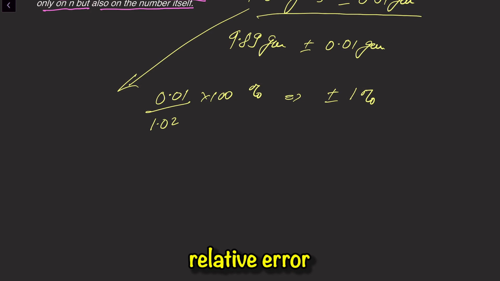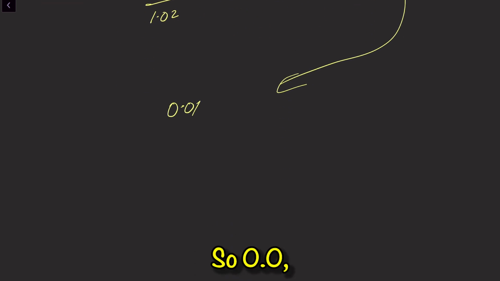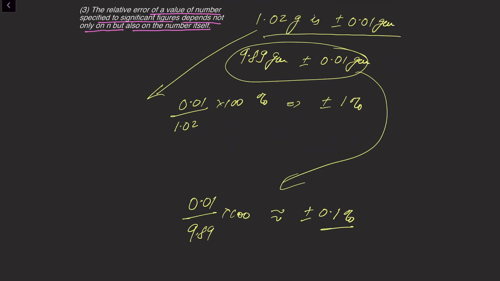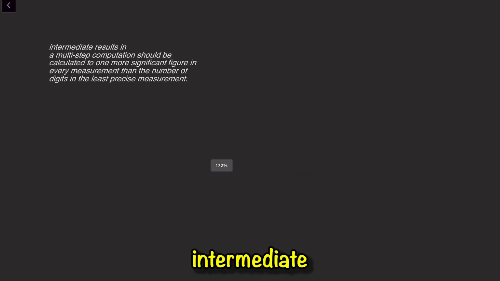What about the relative error in 9.89 grams? Here, 0.01 divided by 9.89 into 100 will be plus minus 0.1%. So it is 10 times lesser, right? That is why the relative error of a value of number specified to n significant figures depends not only on n but also on the number itself. Okay. Now what about intermediate multi-step calculations?